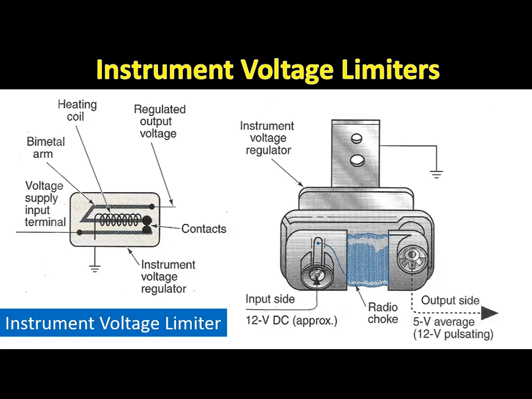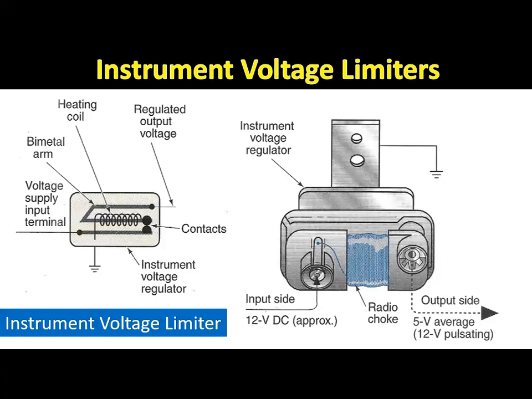The instrument voltage limiter must be grounded on the instrument panel, and this panel must have a satisfactory ground connection to the battery. If the instrument voltage limiter does not have a satisfactory ground, the limiter contacts remain closed, and this action supplies 12 volts to the gauges. This voltage will damage the gauges very quickly.